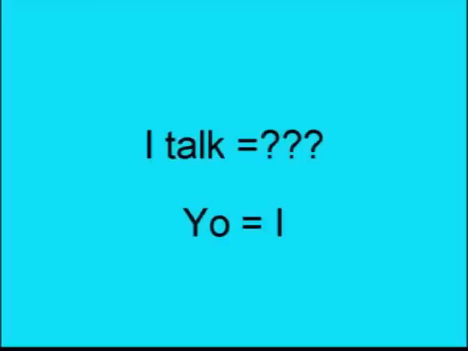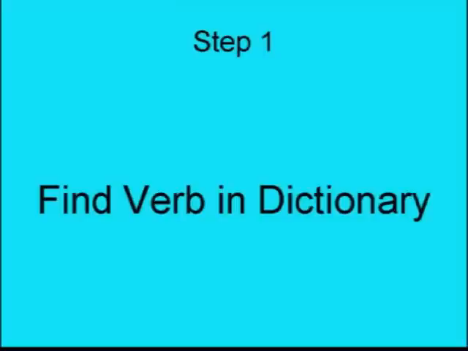I'll walk you through one more verb conjugation. Now, let's say that I wanted to say, I talk. You know that yo means I, so we already have half of what we need already. Now follow these steps to write the second half of our phrase.